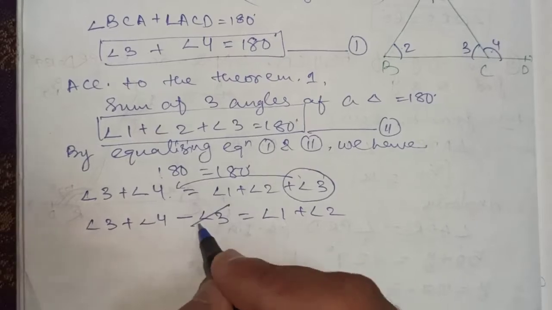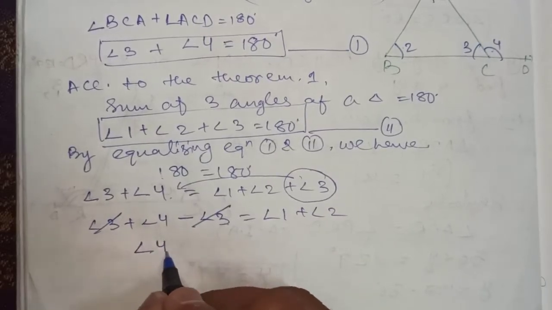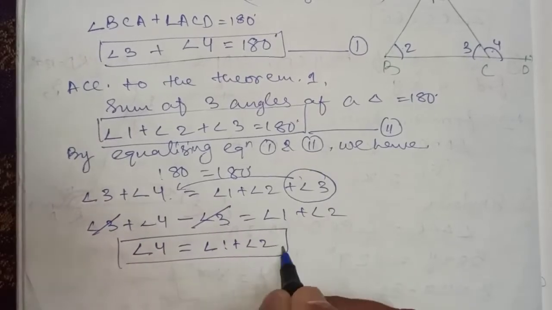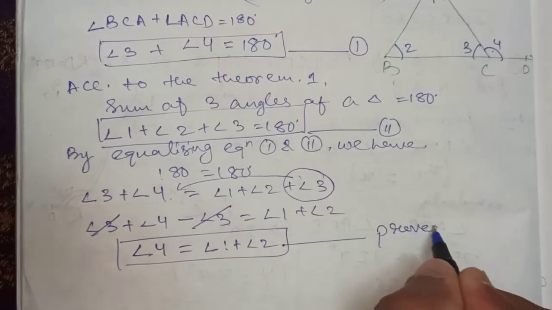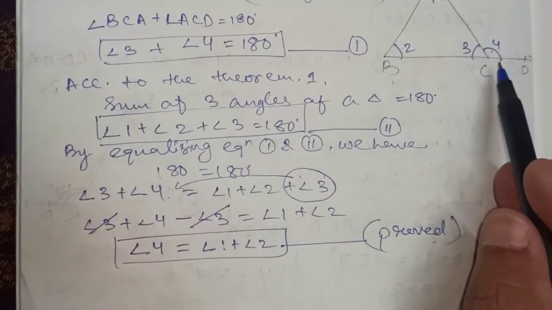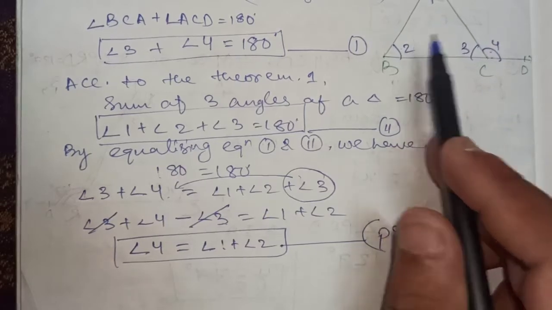Now can we cancel? Yes, both the angles are same with opposite sign. So what we got? Angle 4 equals to angle 1 plus angle 2. This is what we have to prove. Yes, we have proved that the exterior angle is equal to the sum of two opposite interior angles.